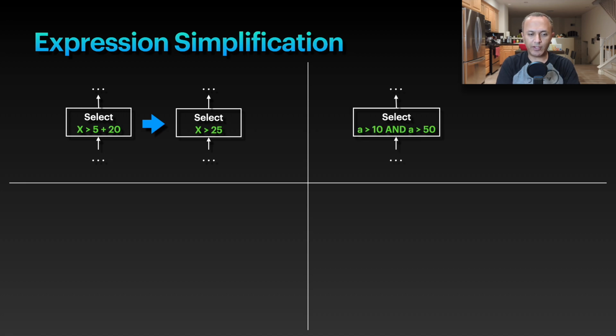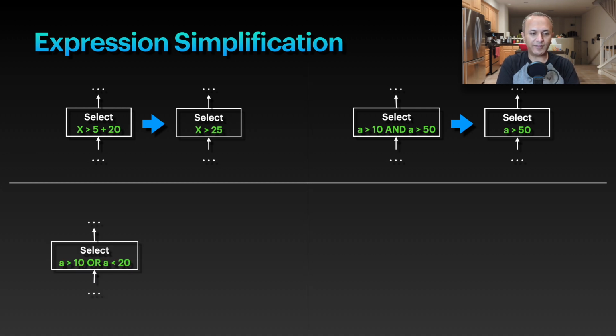Another thing: if we have a greater than 10 and a greater than 50, we can simplify this to just a greater than 50. If a is greater than 50, then it implies that it's also greater than 10. So the a greater than 10 is useless to have. It's redundant. Again, this saves us the cost of having to evaluate this extra condition for every row. So some of these simplifications just reduce the cost. Some of them may actually help us do other transformations later on.